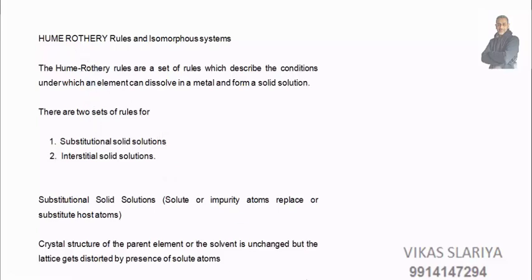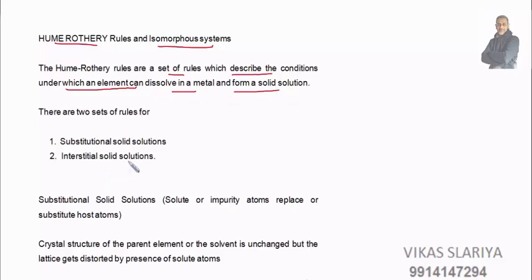Next we talk about Hume-Rothery rules and isomorphous systems. What are Hume-Rothery rules? They are a set of rules which describe the conditions under which an element can dissolve in a metal and form a solid solution. Means Hume-Rothery gives us a set of rules which will decide whether an element will dissolve in a metal and form a solution or not.